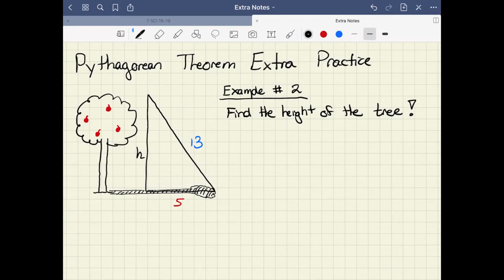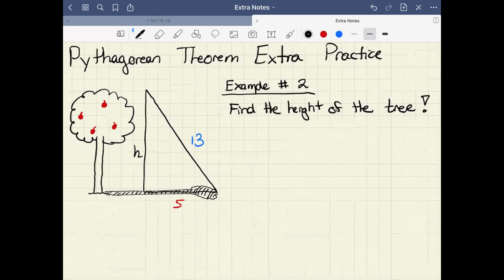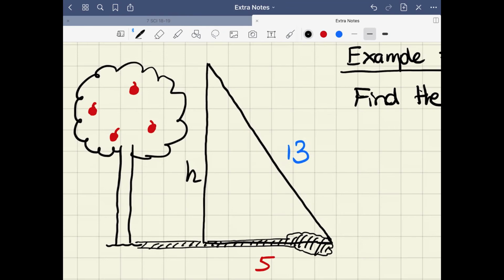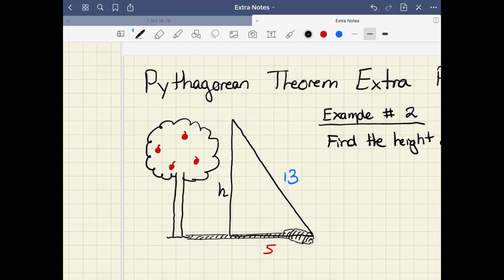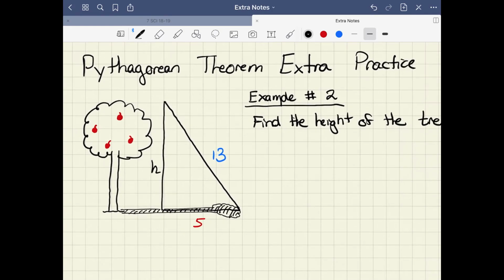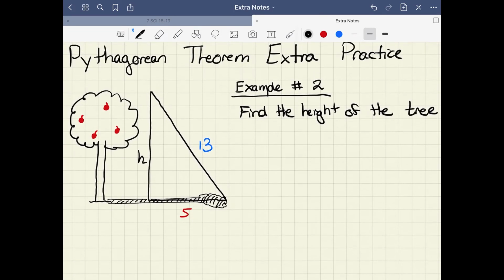All right, students, we're going to look at example number 2. In example number 2, we're going to try to find the height of this apple tree. So if we take a look here, the apple tree has an unknown height, but we're going to use some dimensions that we know about the tree to calculate the height. And so we are going to calculate the height of the tree using this triangle that we have here. So let's do this.